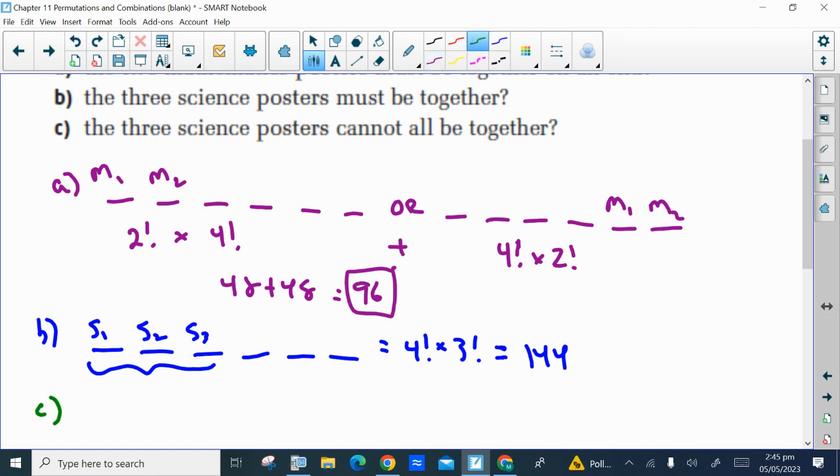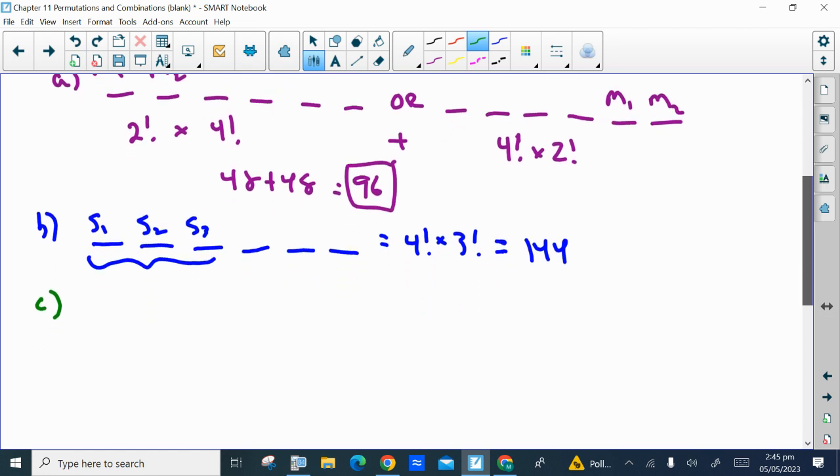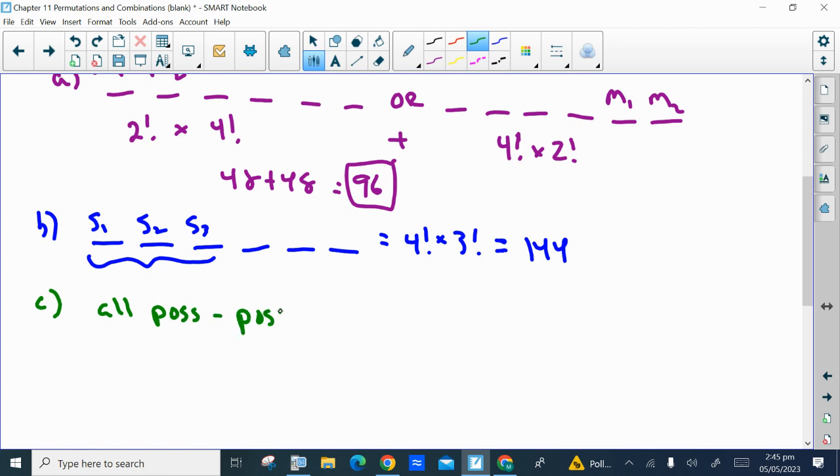Part C, what if they cannot be together? So probably the easiest way to do this would be all possibilities minus the possibilities with the science posters together.